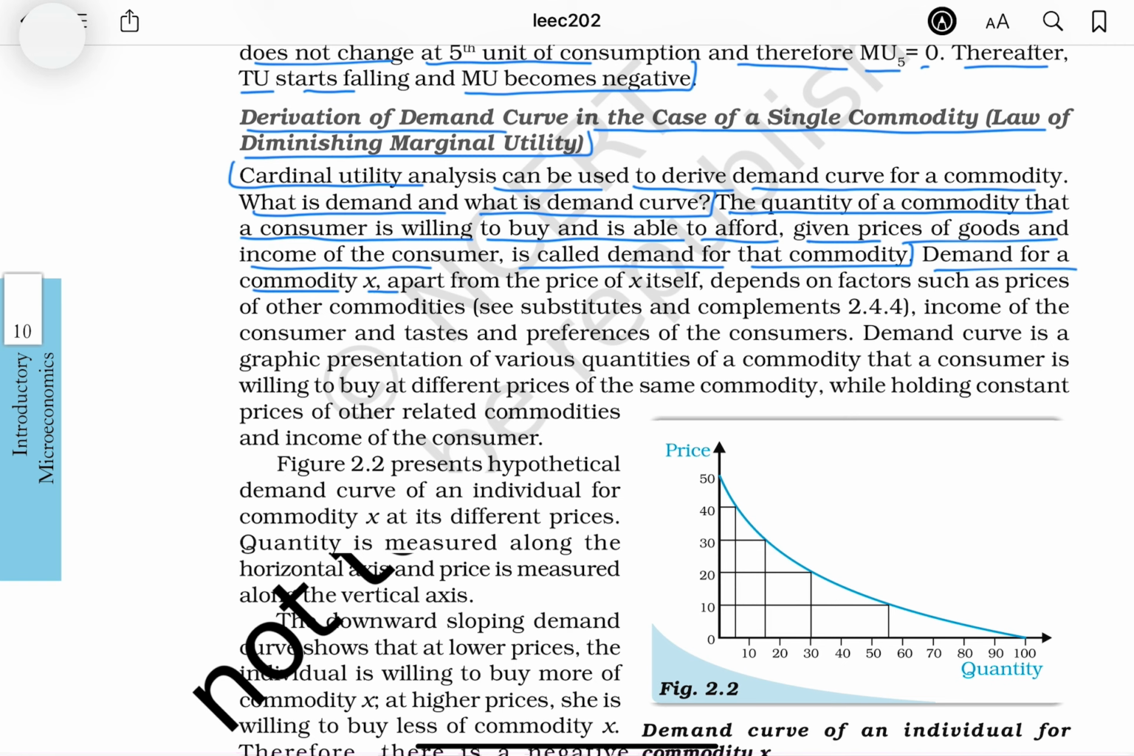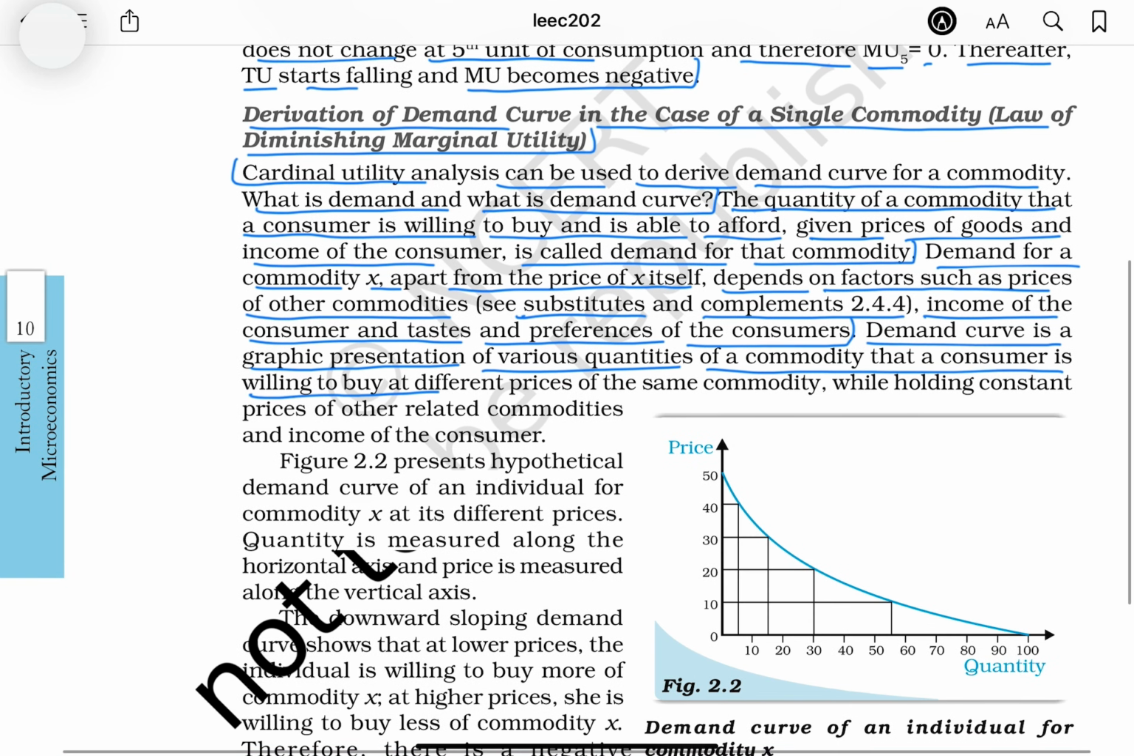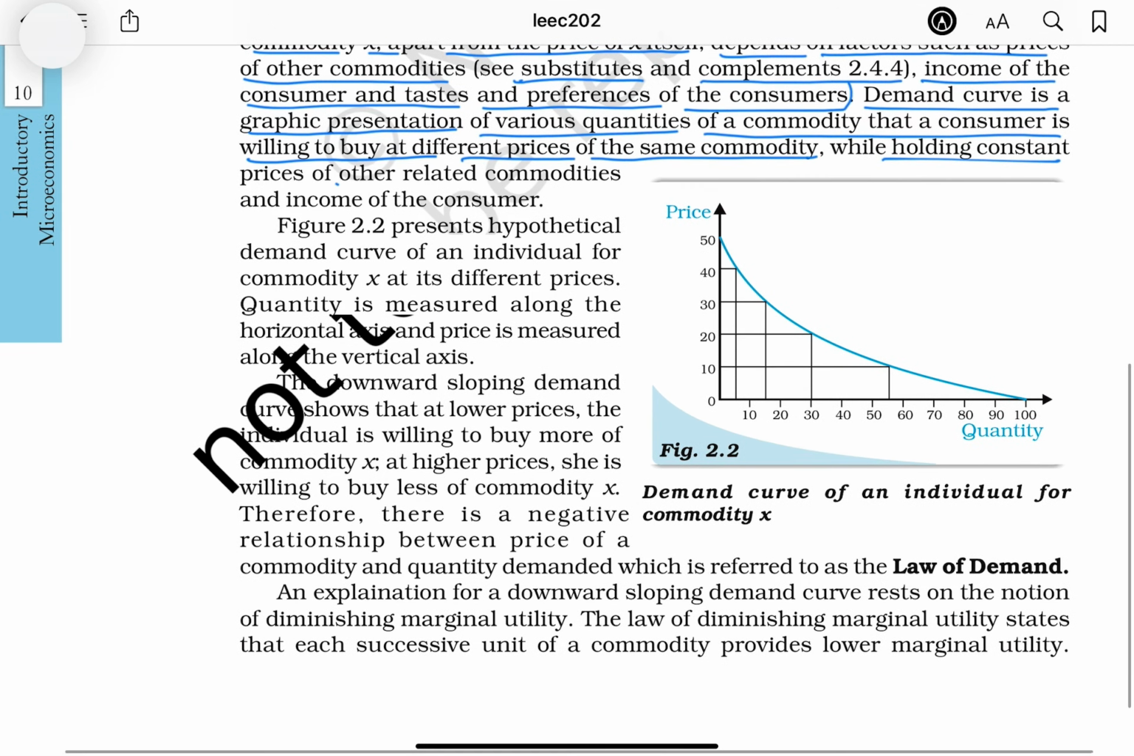Demand for a commodity X, apart from the price of X itself, depends on factors such as prices of other commodities, such as substitutes and complements, income of the consumer, and tastes and preferences of the consumers. Demand curve is a graphic presentation of various quantities of a commodity that a consumer is willing to buy at different prices of the same commodity, while holding constant the price of other related commodities and income of the consumer.